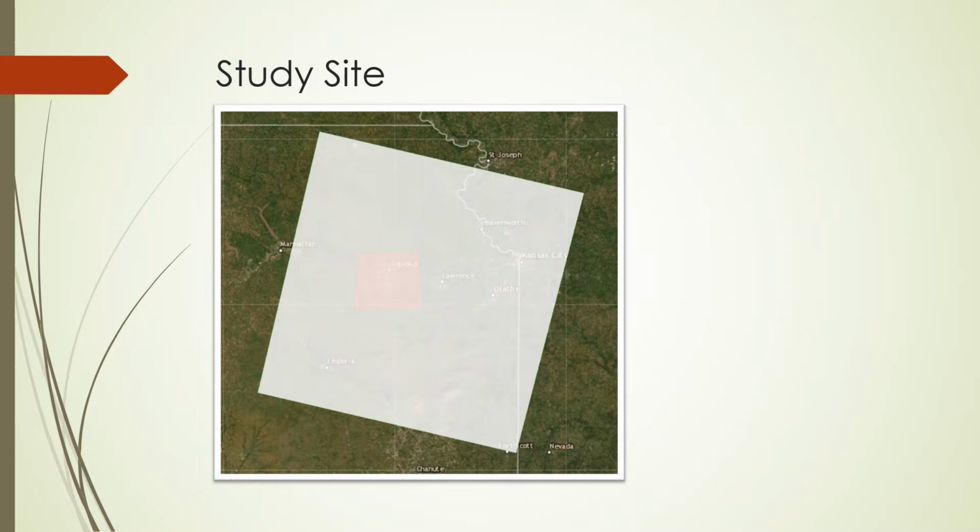For my study site, I went on to the USGS Earth Explorer webpage and found Landsat 8 images that entirely encompassed the faint red square that you can see here, which is surrounding the entirety of Topeka, and came away with an image that covered from the Kansas-Nebraska border down towards Wichita, Kansas, over to Fort Scott, and then up into northwestern Missouri.